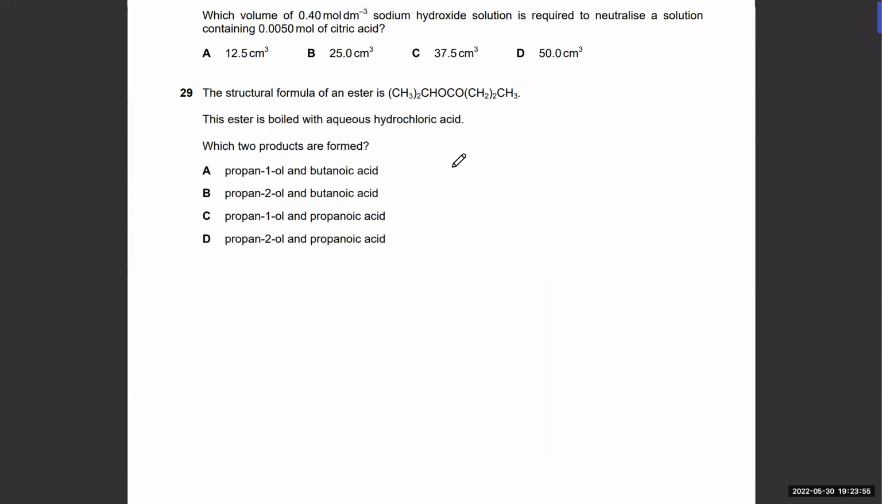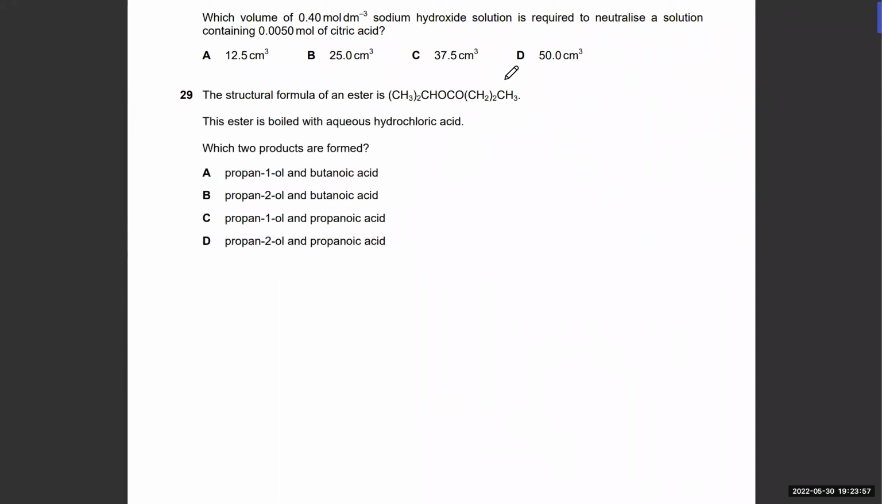Yes. So the structural formula of an ester is given. The ester is boiled with aqueous HCl, which 2 products are formed. So first thing, you would have to draw this. I'm going to start with this C. I got a C. Previously, it's got 2 CH3 branches. And then this C has 1 H and an O and then CO.